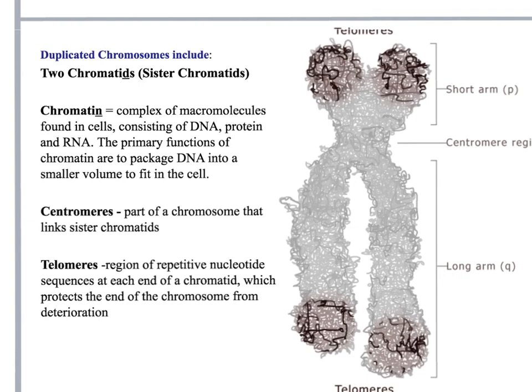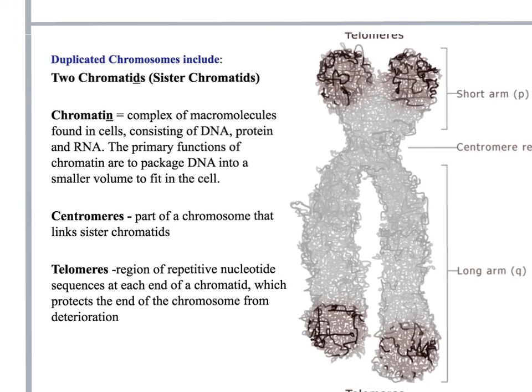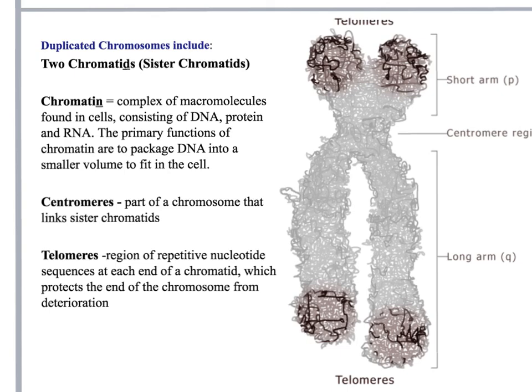And then our telomeres are at the ends, and they're regions of repetitive nucleotide sequences at each end of the chromatid, and it forms like a little boot or a little knob that protects the end of the chromosome from deterioration. Some recent studies show that as people age, their chromosomes start to shred, or that the telomeres start winding down, unwinding, or fraying.